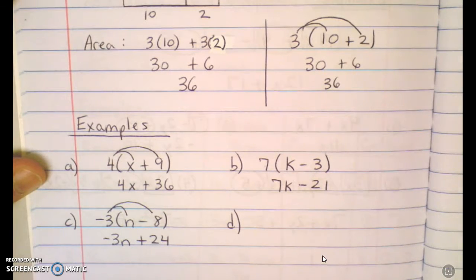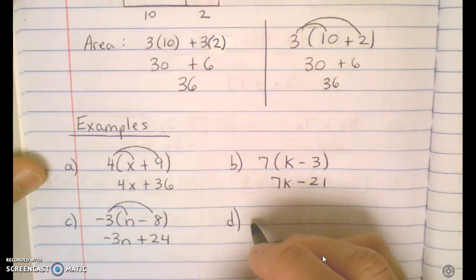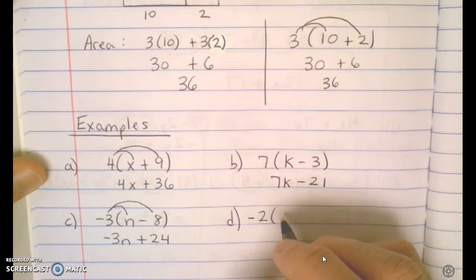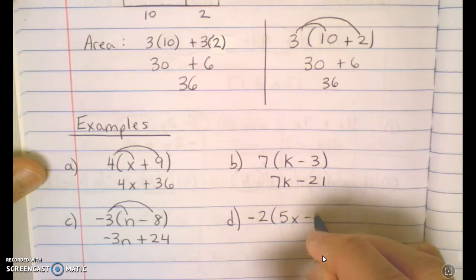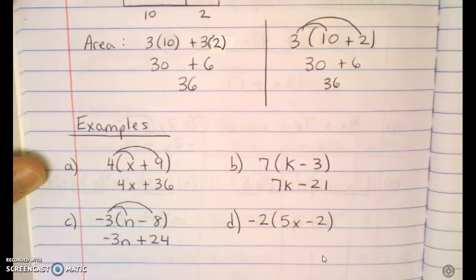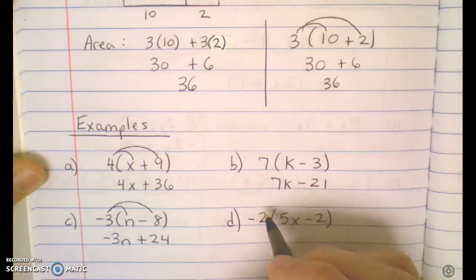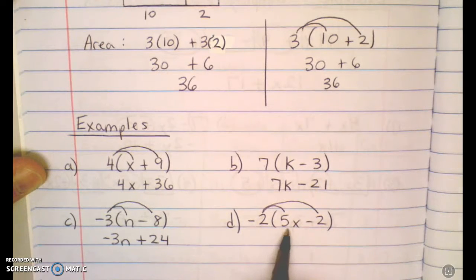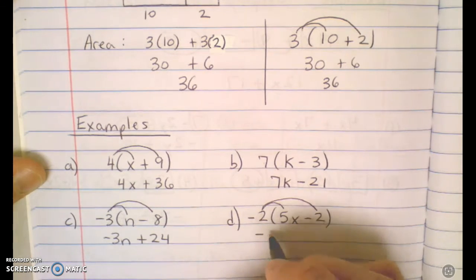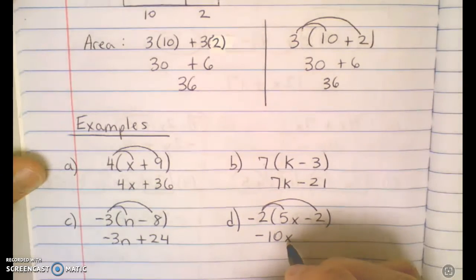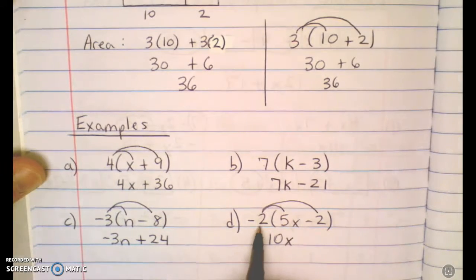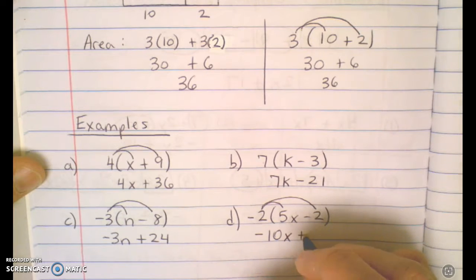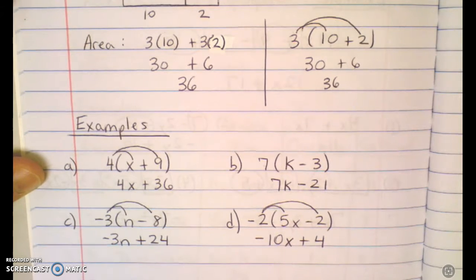And then the last example. When you are distributing, you are just multiplying. So remember, you've got to multiply. So here we're just multiplying negative 2 times 5x, which is negative 10x, and negative 2 times negative 2, which is positive 4. And that's the distributive property.